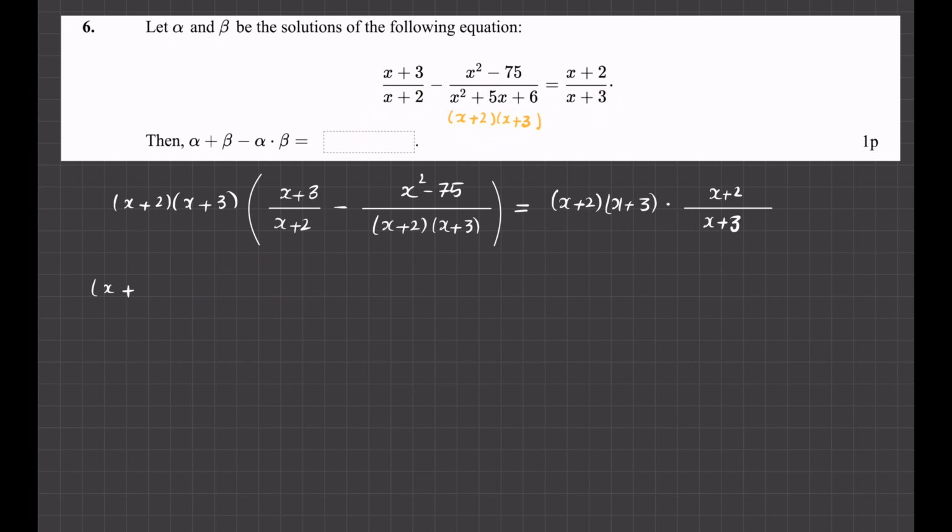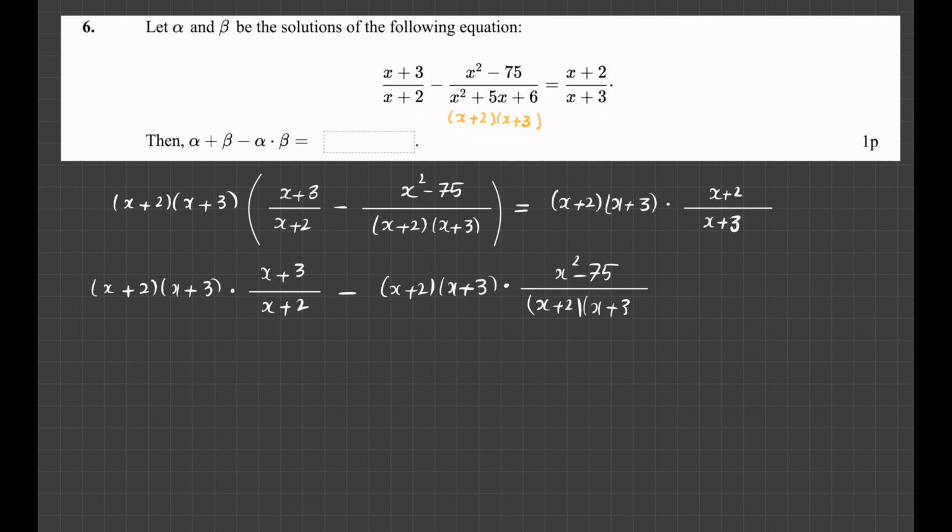You can do it, of course, in your head, and I believe that is even better. But let us just do it here. x plus 3, x plus 2, and then minus x plus 2 times x plus 3 multiplied by x squared minus 75 over x plus 2, x plus 3. And let me just copy and paste once more everything on the right. Of course, you can simplify it if you don't like to write so much.